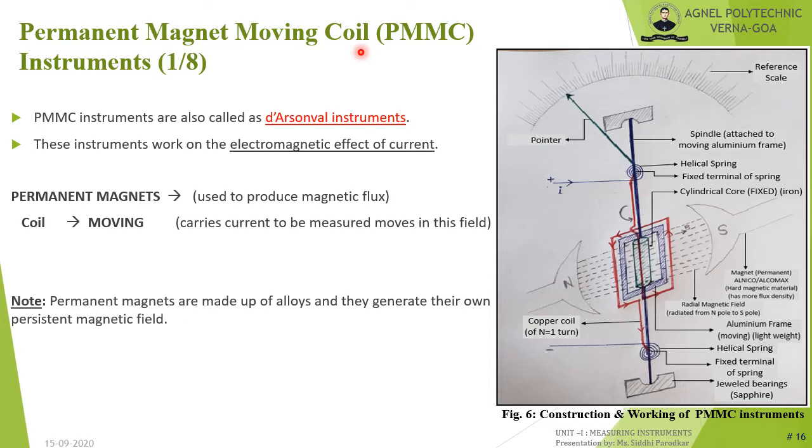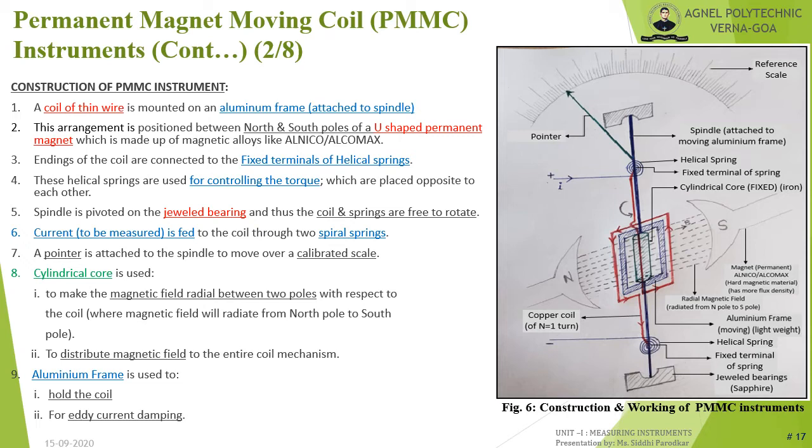Now let us learn about the construction of PMMC instruments. A PMMC instrument consists of a moving coil which is shown in red color in this figure. This coil has winding made up of very thin wire. This coil is mounted on the aluminium frame. This frame is attached to the spindle. This arrangement is positioned between two U-shaped permanent magnets which act as North Pole and South Pole. These magnets are made up of alloys like Alnico and Alcomax.